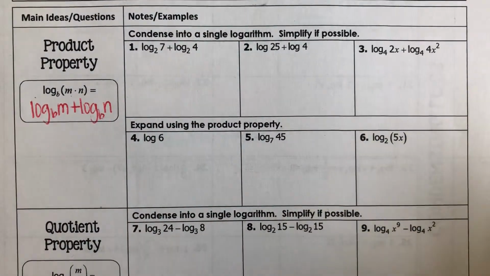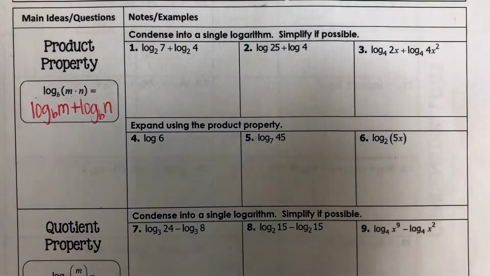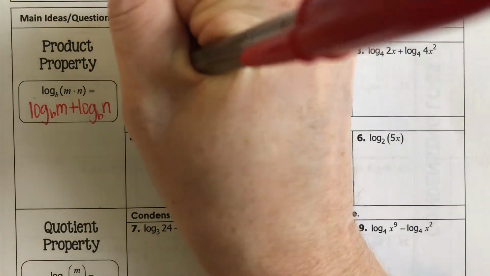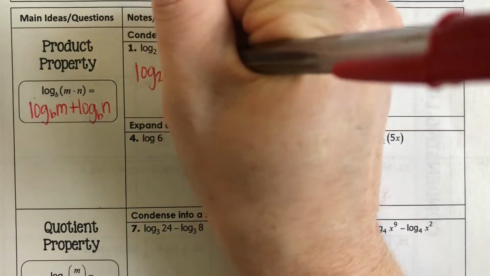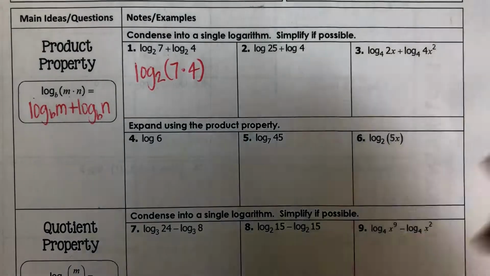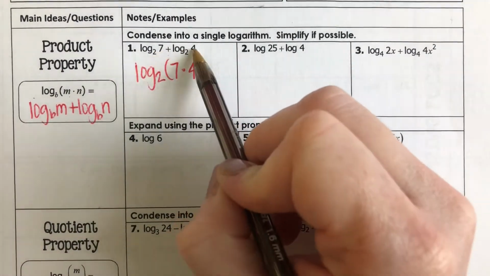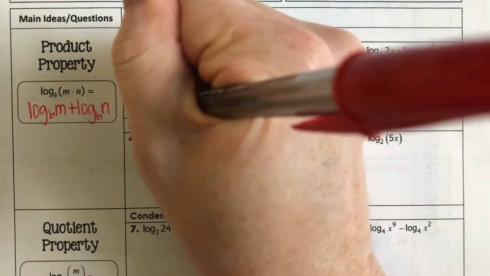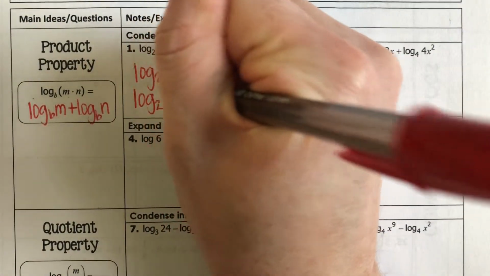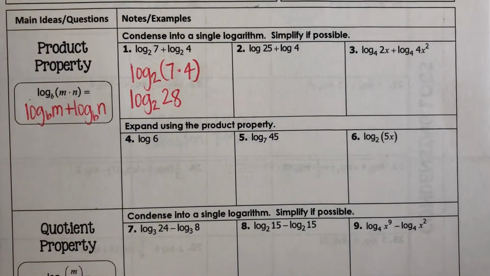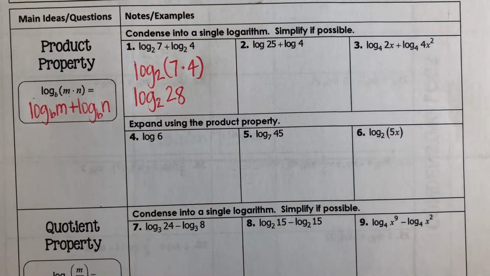To condense this into a single log, I see that I have addition, so I'm going to do log base 2, and then I'm going to multiply 7 times 4. I'm going to take the two numbers and multiply them together. So this simplifies to log base 2 of 28. Log base 2 of 28.